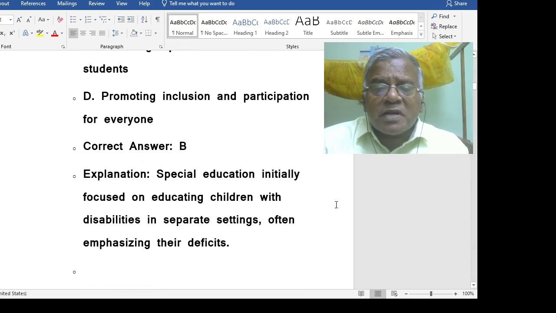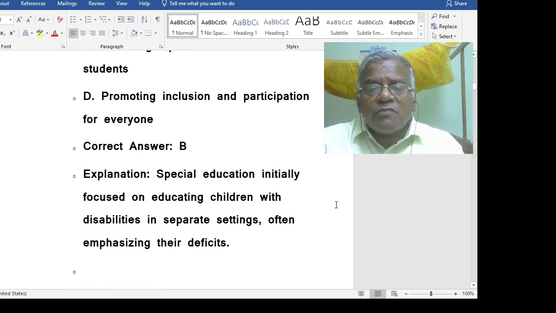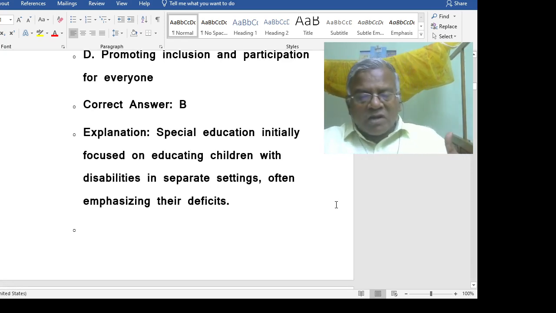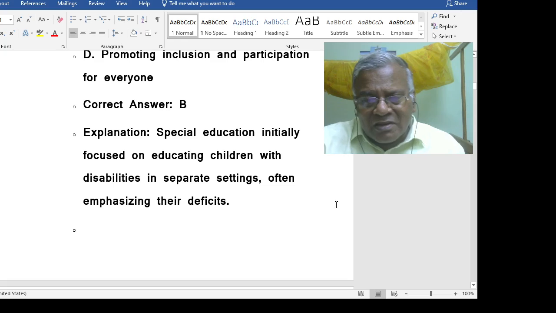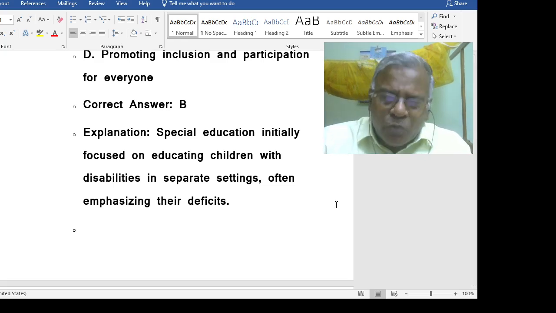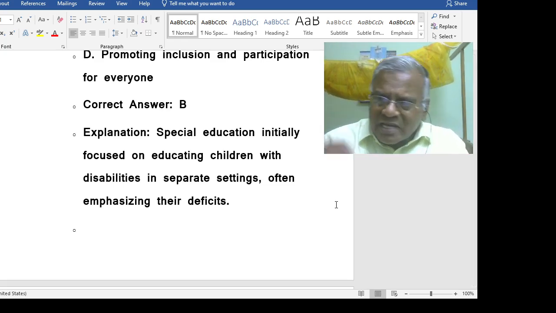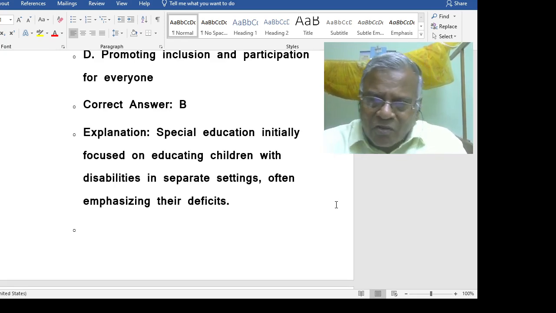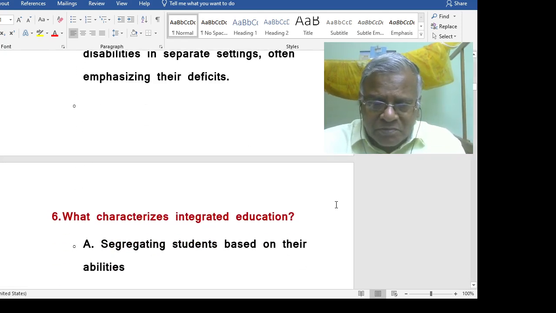Special education initially focused on educating children with disabilities in separate settings, often emphasizing their deficiencies. What are their weaknesses and limitations? So that itself will put them down heavily. Just because they are studying in such schools, they know that they are weak in certain areas, and that will give a very wrong psychological agony, perhaps untold psychological agony. That is why inclusive education, everyone is accepted.